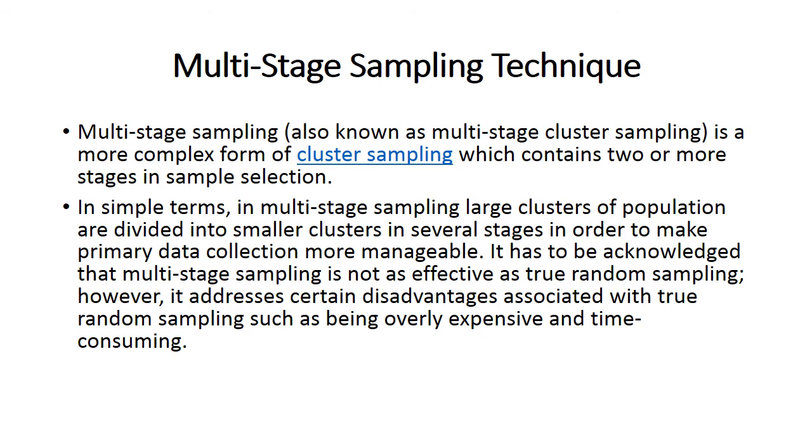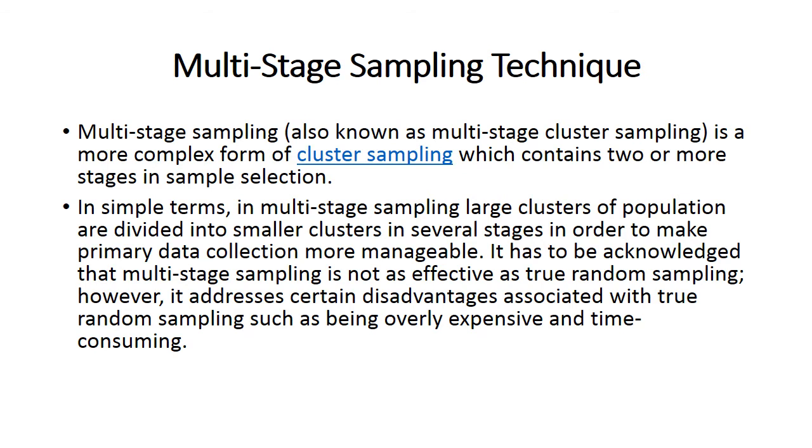Another example, if I want to do a sampling to study the diversity in hospitals, 2-stage multi-stage sampling is used. The first stage may be that the hospitals should be multi-speciality hospitals and the second stage would be that they should have a bed strength of 250. So this is another example of multi-stage sampling. In simple terms, in multi-stage sampling, large clusters of the population are divided into small clusters in several stages.